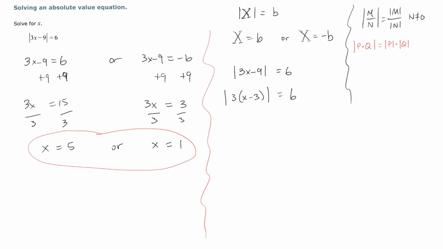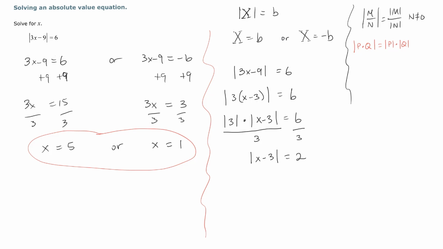And now we'll go ahead and use this property. The absolute value of a product is equal to the absolute value of the first factor times the absolute value of the second factor. All right, let's take the absolute value of the first factor, absolute value of 3, times the absolute value of the second factor. And of course, the absolute value of 3 is 3. So I'm going to divide the entire sides here by 3, and we get the absolute value of x minus 3 is now equal to 2.